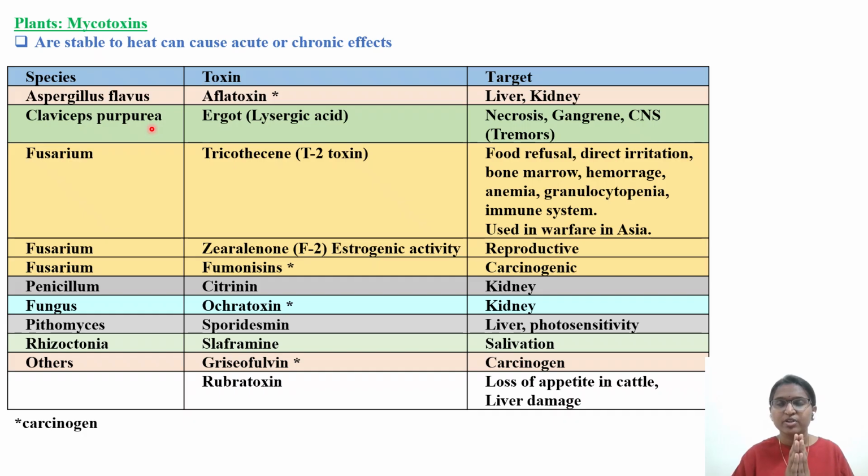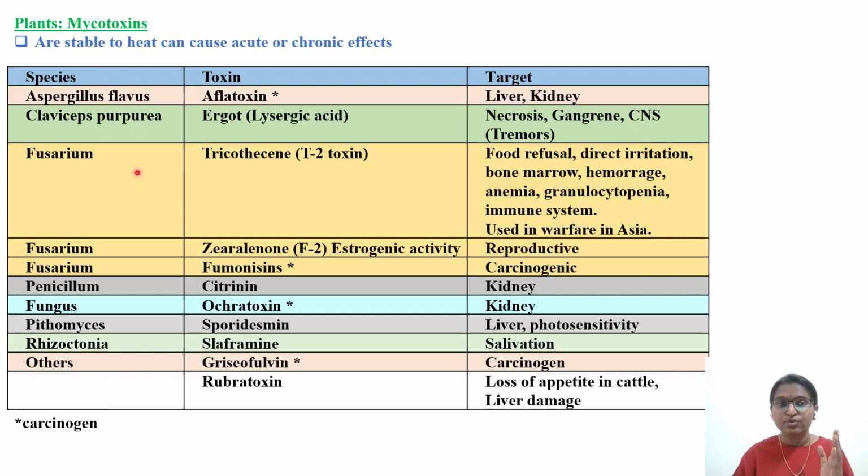Then the second one is Claviceps purpurea. So Claviceps purpurea you have to remember with respect to corn. Okay, ergot, the chemical component toxin released is lysergic acid, and it is causing necrosis, gangrene. So you can see that your food becomes completely black. Okay, CNS and tremors. So in our options, we have seen some of the drugs. One of the options was option D, where it is affecting muscles or tremors. Probably, if the answer was Claviceps purpurea ergot, the answer would have been right.